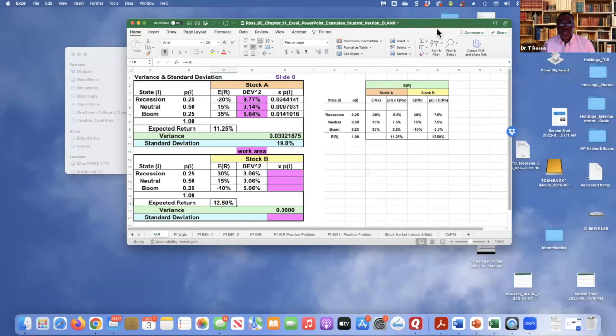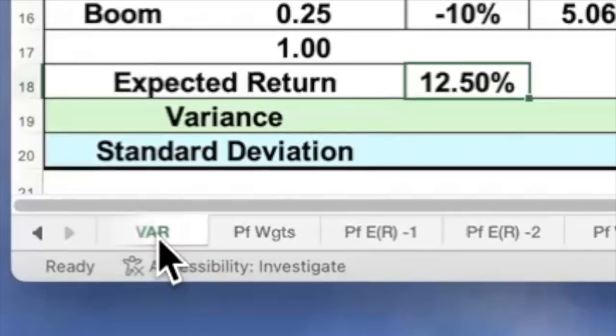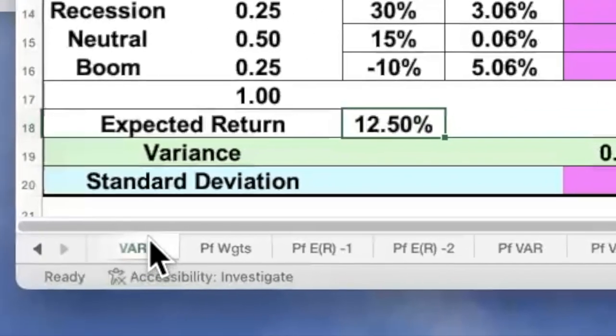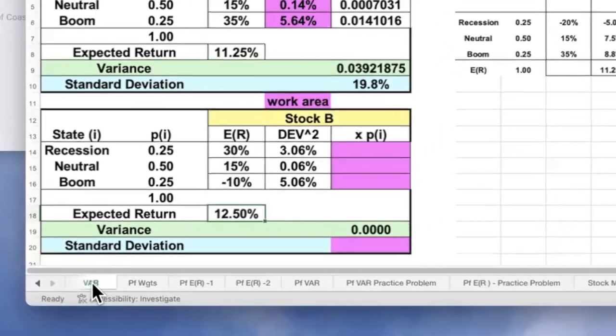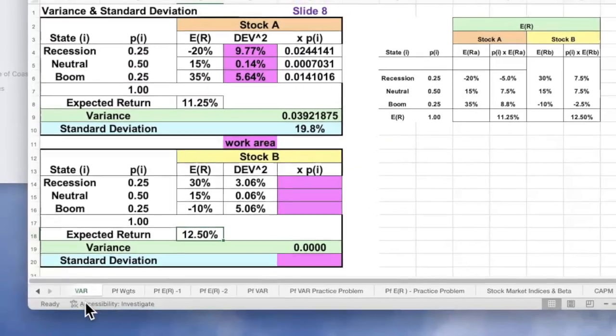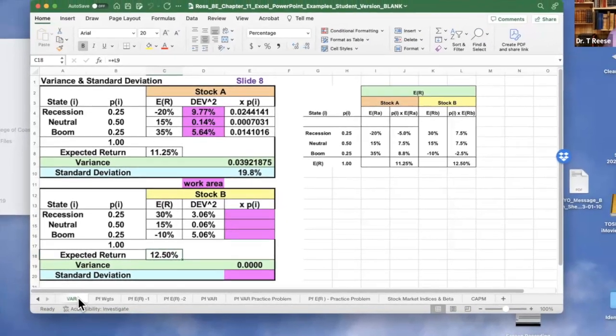Now on your screen, you'll see this Excel workbook. Please note that the workbook has several worksheets. The first worksheet is for calculating variances. You'll remember the variance is the square of the standard deviation, or put the other way, the standard deviation is the square root of the variance.